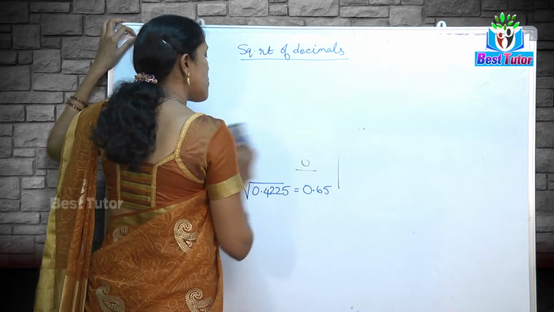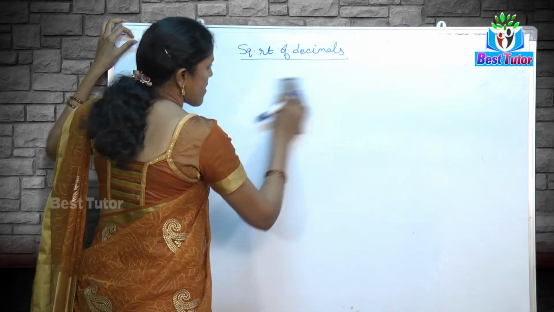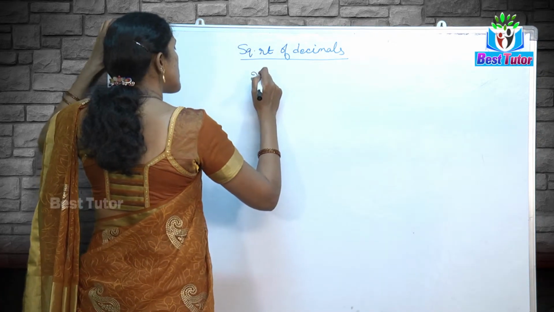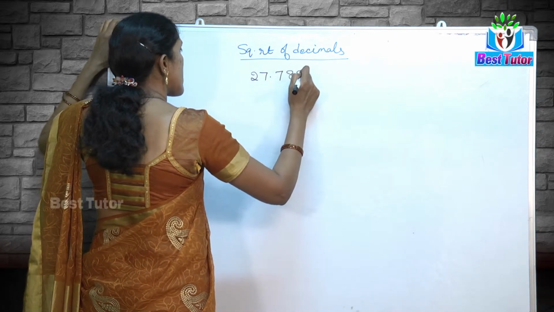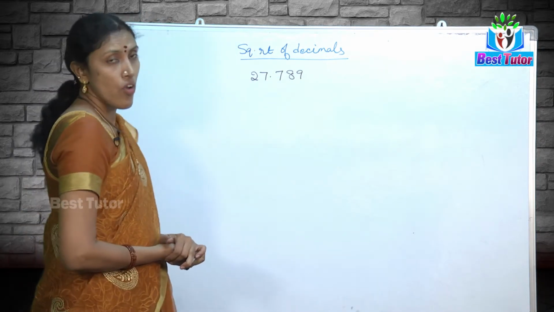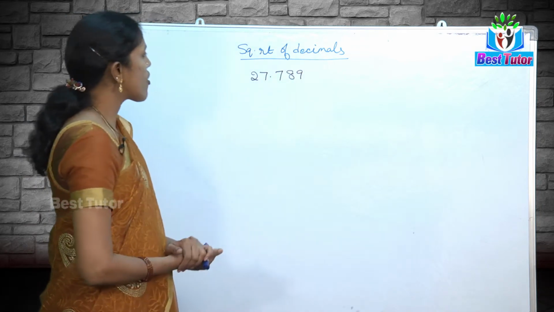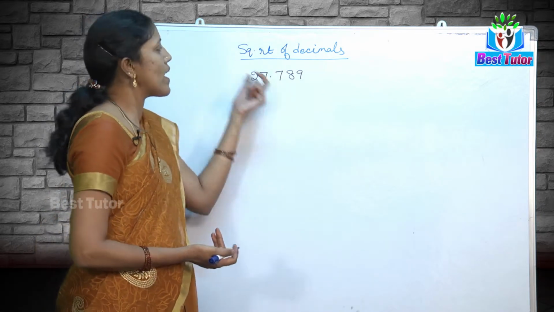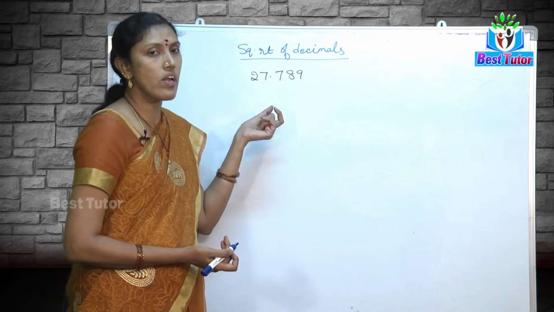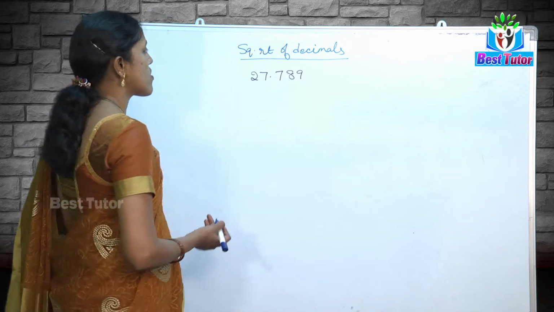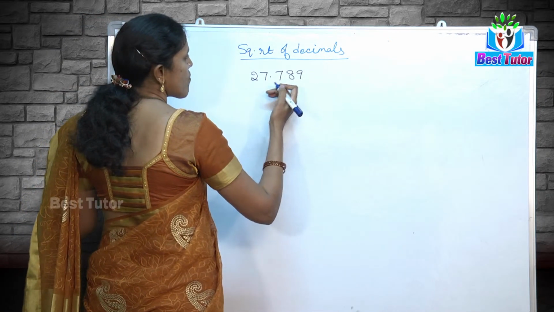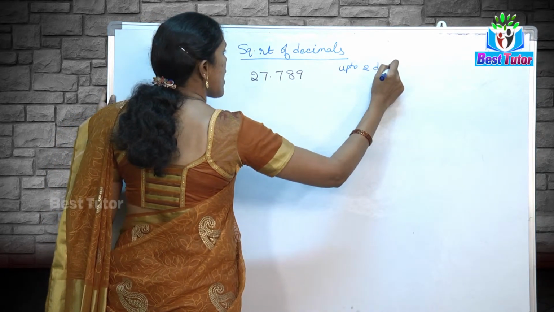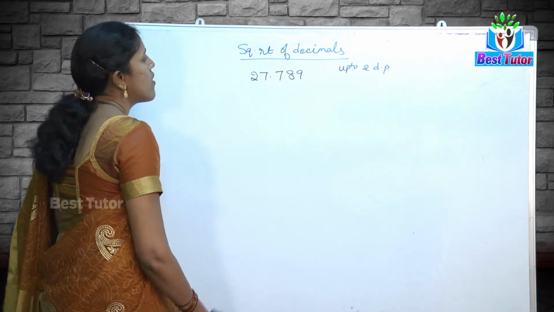Let us choose an example of a non-perfect square and then find out the square root of that non-perfect square decimal using the long division method. 27.789. I guess it's a non-perfect square. Then how do I find the square root of this non-perfect square? If it is a non-perfect square, then the process of finding the square root will not end. It's going to be a continuous process. Let me assume that I would like to find the square root of this decimal up to 2 decimal places. This is a condition here. Right.